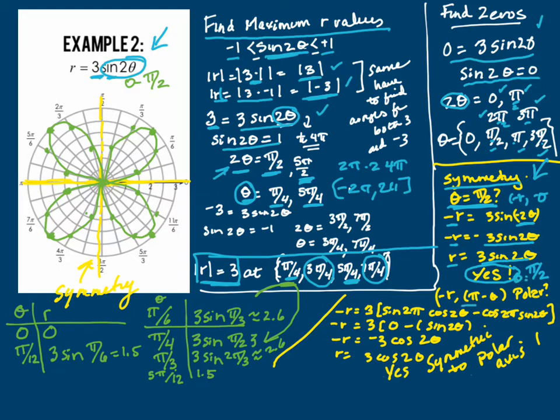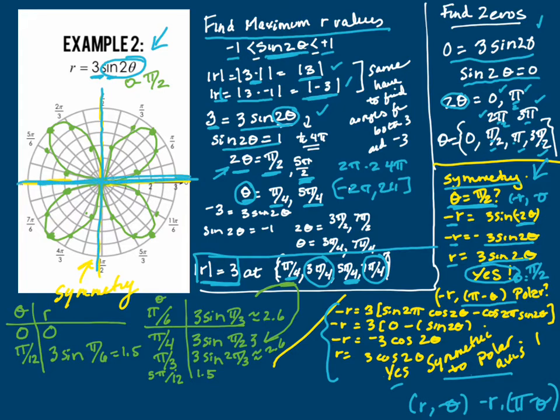Is it symmetric to the pole? Yes, I did all the work. You can see here, it wasn't when I put in r, negative theta. It was when I used negative r and pi minus theta that I got a yes. So it is symmetric to both the polar axis and theta equals pi over 2. So I have symmetry both ways.